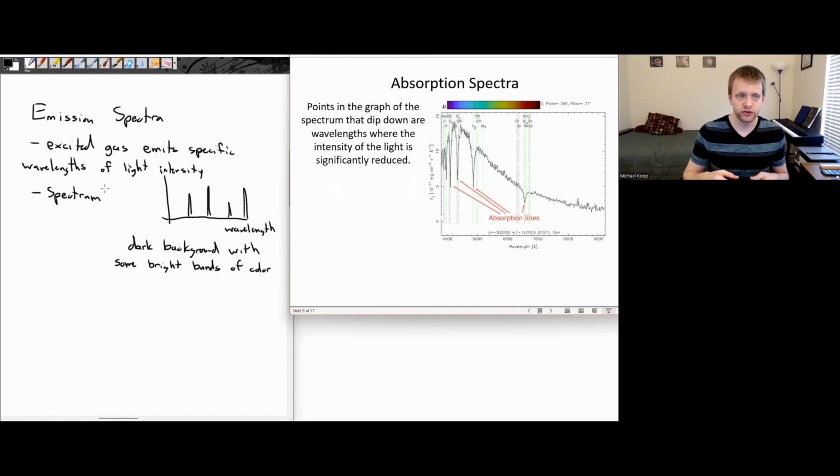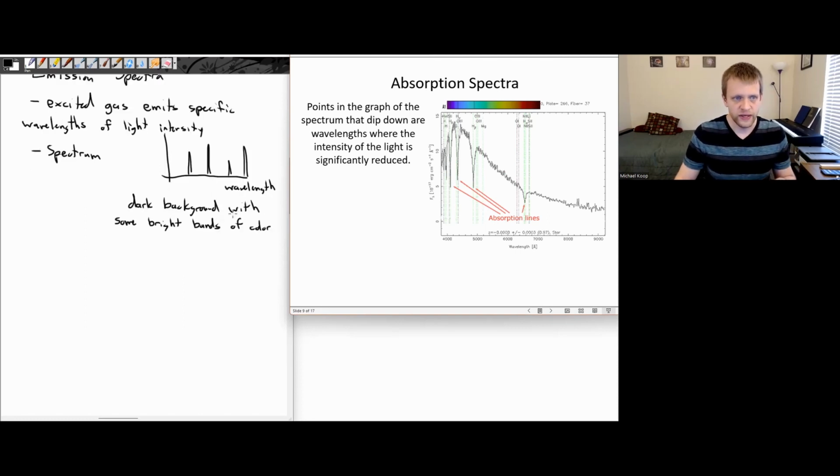So again, an emission spectrum is when we have a thin excited gas and the electrons are going from high energy states to lower energy states. They're giving off very, very specific colors of light. And the spectrum ends up being this dark background with some bright bands of color. The wavelength versus intensity graph looks something like this.